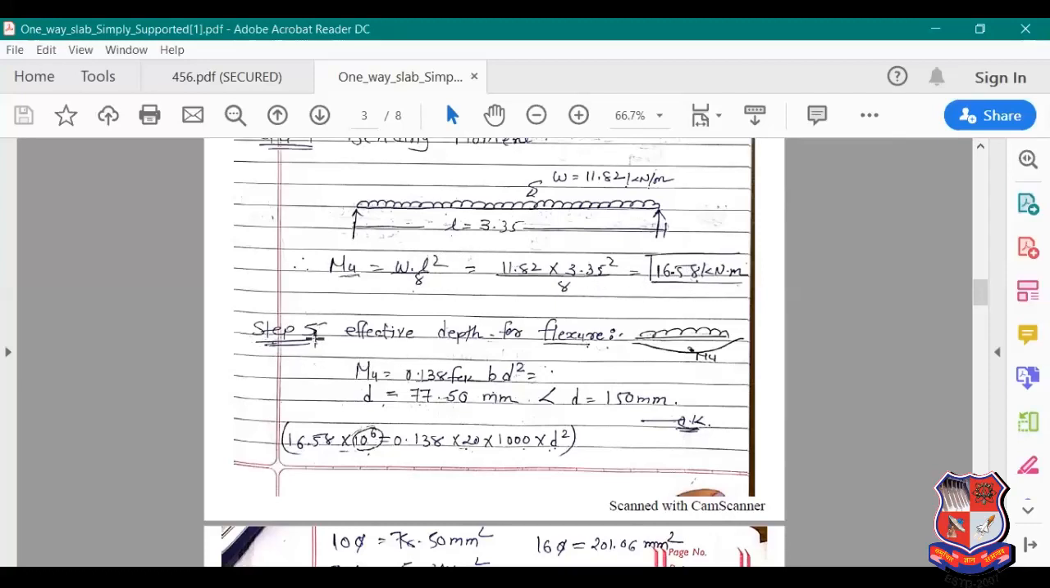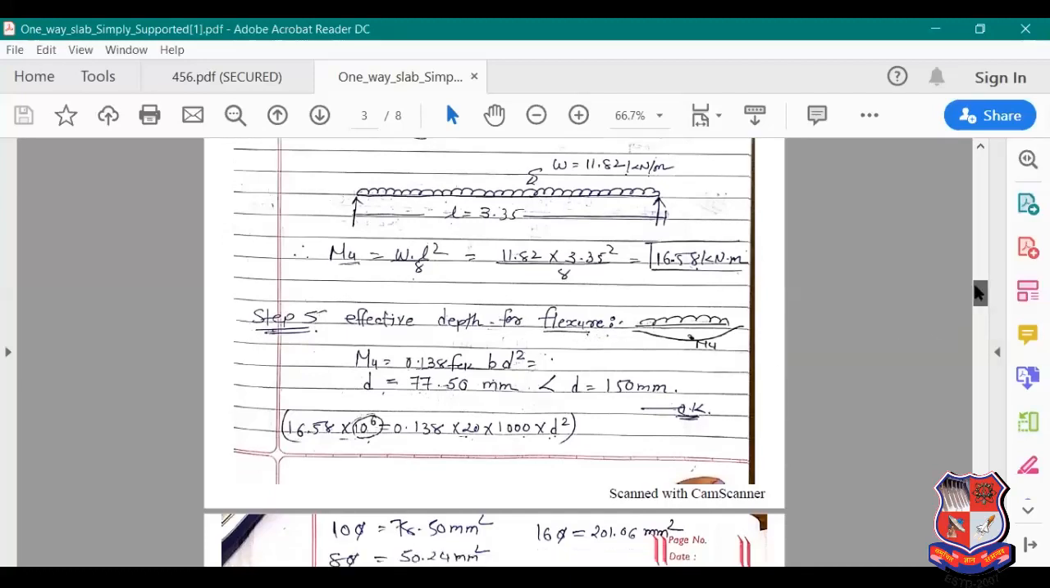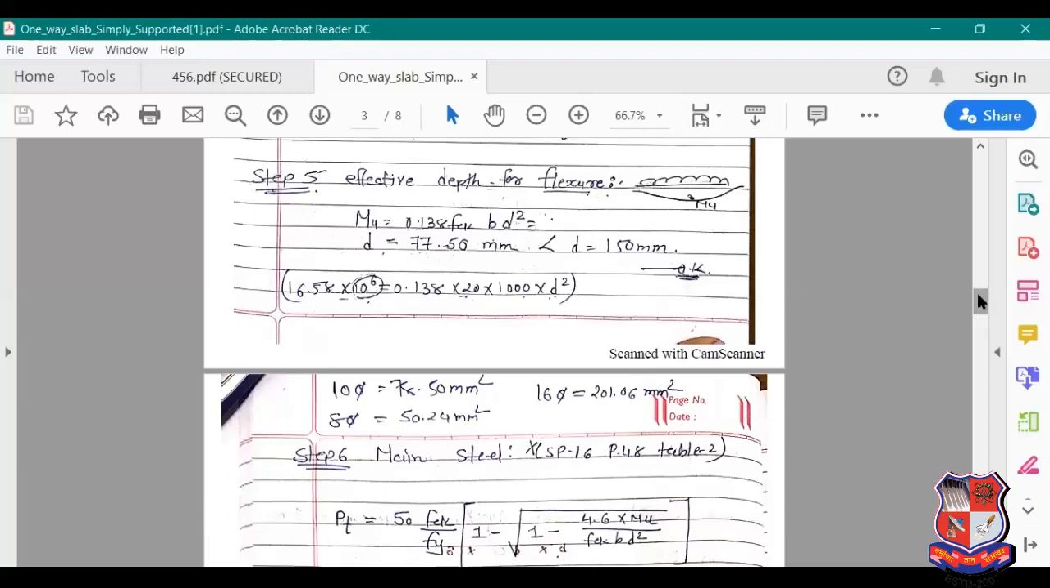Then step number 5, effective depth for flexure. Flexure basically means the moment; you can take it as moment sometimes. In SP 16, there is a formula for that, the limiting moment, called Mu limit. Mu limit would be 0.138 fck b d square. Though SP 16 is not allowed in your curriculum or examination, you can remember this formula as the limiting moment. Ultimately we are finding d.